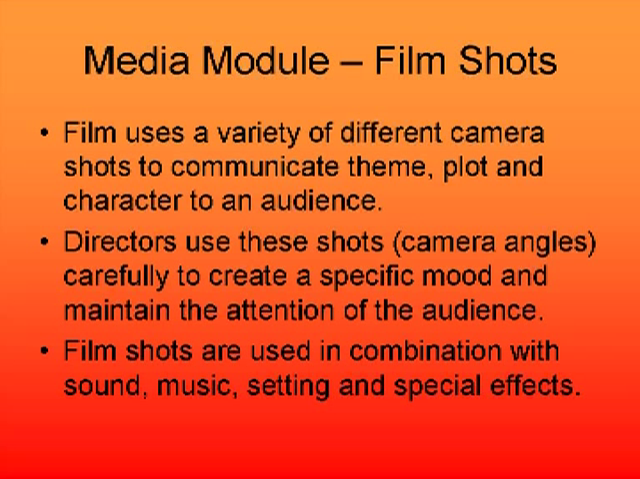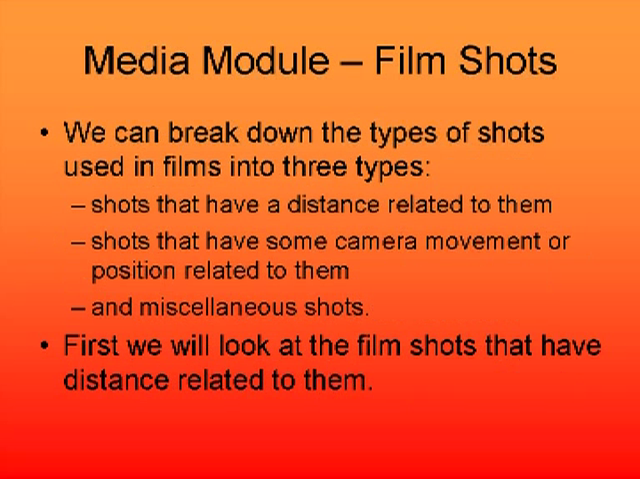Film shots. Film uses a variety of different camera shots to communicate theme, plot and character to an audience. Directors use these shots, camera angles, carefully to create a specific mood and maintain the attention of the audience. Film shots are used in combination with sound, music, setting, and special effects.